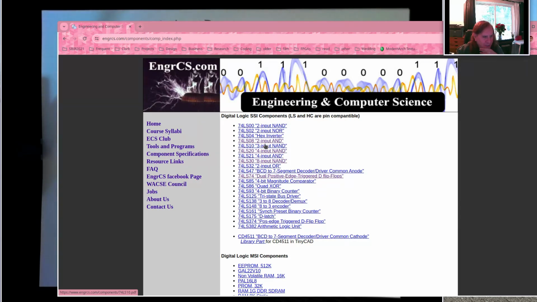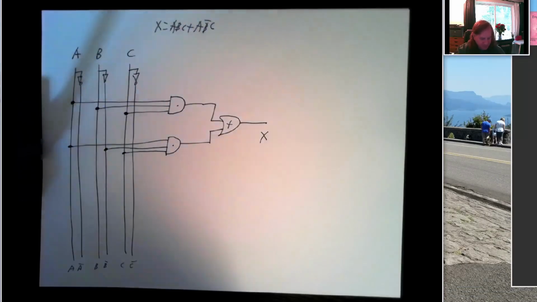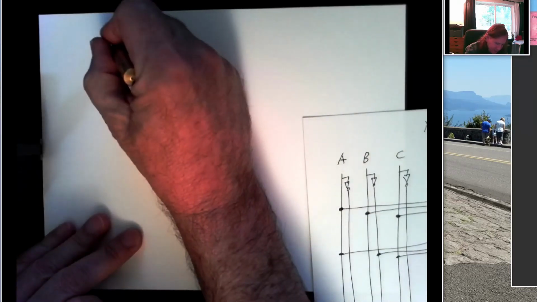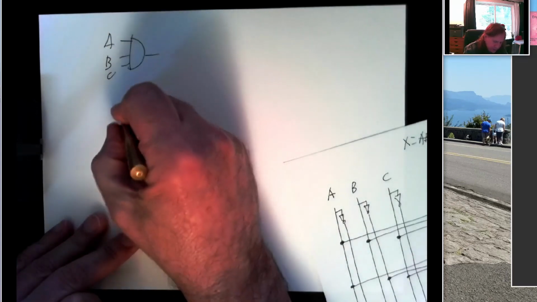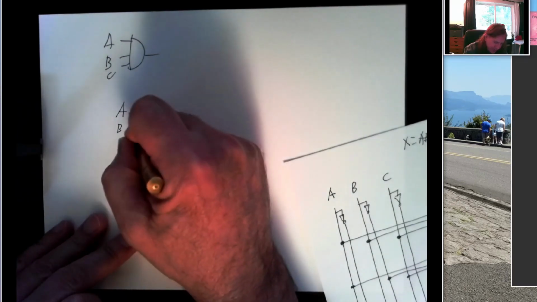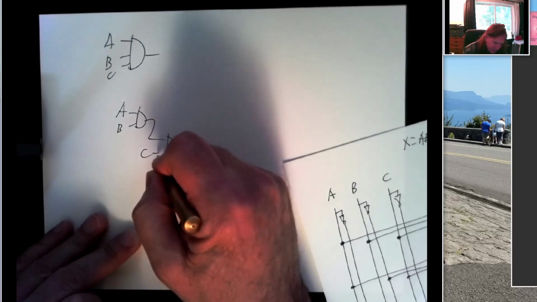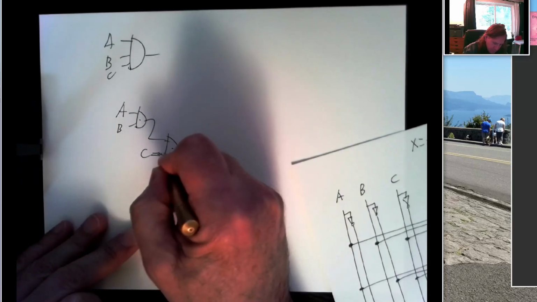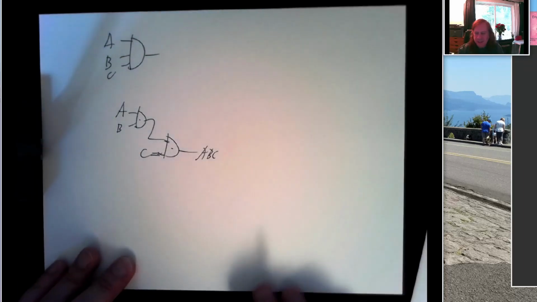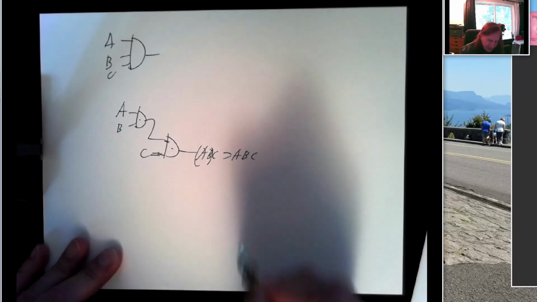We have a choice. We can either build this 3-input gate out of a couple of 2-input gates, and that's not a hard thing to do. If I want to do ABC, I can do that by ANDing A and B, and then ANDing that with C. This is because the AND operation is associative, so we can AND A and B together first and then AND that with C. That's just ABC.